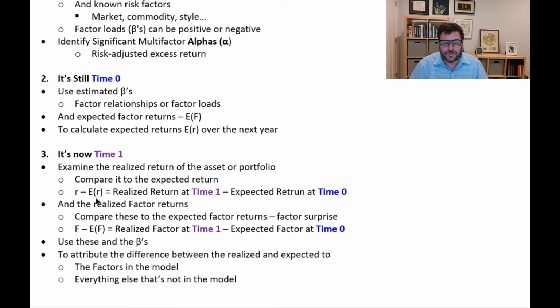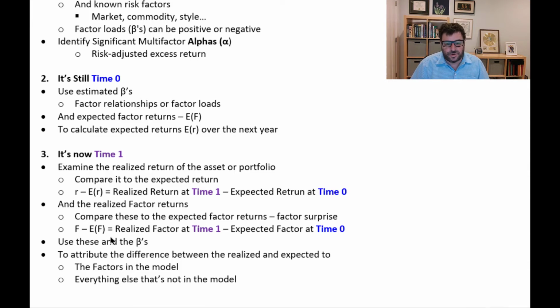We expected 10%, but we actually got 12. So the realized return at time one and the expected return at time zero, we get this 2% difference. And we can see to what we would attribute this. We can look at our factors. So if I expected the market to be up 8 and the market was only up 7, so the realized factor was 7, but the expectation was 8, then I can see that this was actually down. I can multiply this times the beta to see what the effect would have been on the stock.